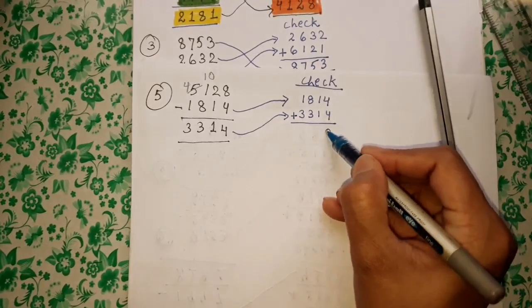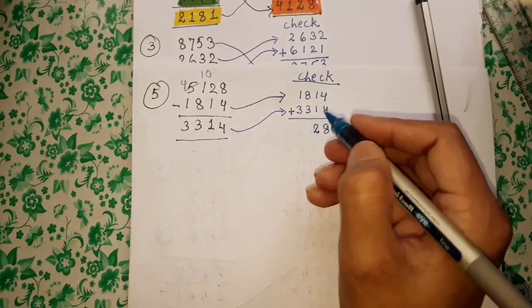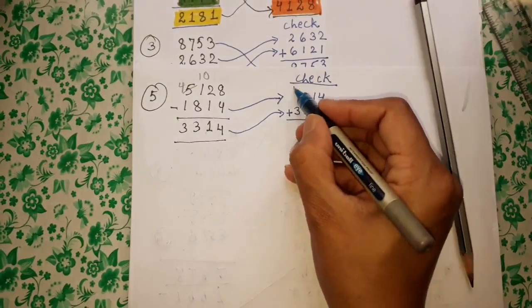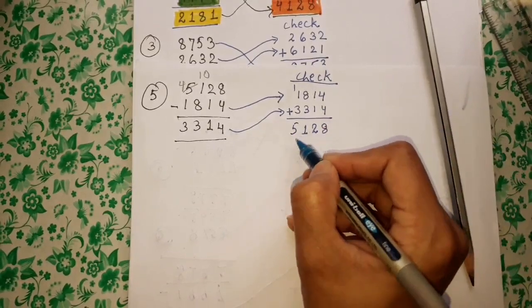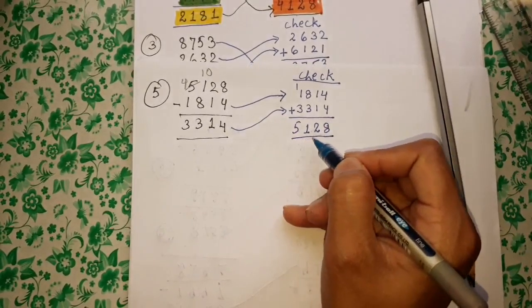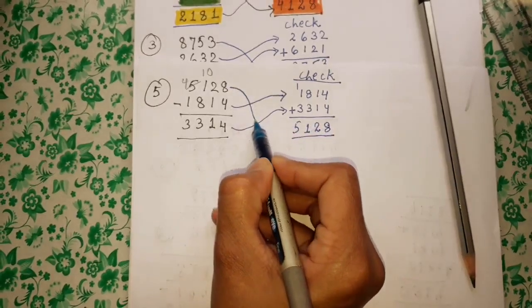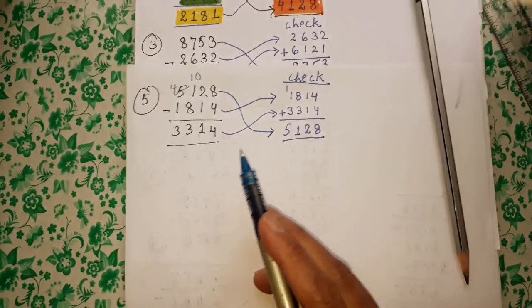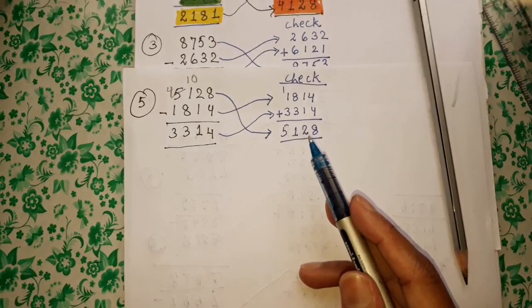Next we have to add these two numbers. 4 plus 4 we get 8. 1 plus 1 we get 2. 8 plus 3 is 11. 1 again goes in our hand. 3 plus 1 is 4, plus 1 is 5. Here we get 5128, which is the minuend. That means again our subtraction is absolutely correct.